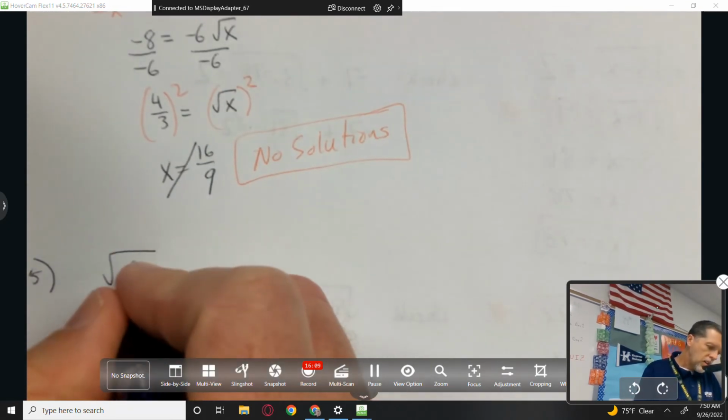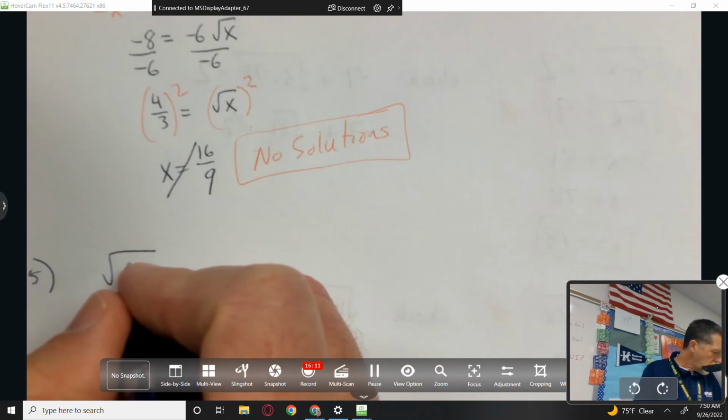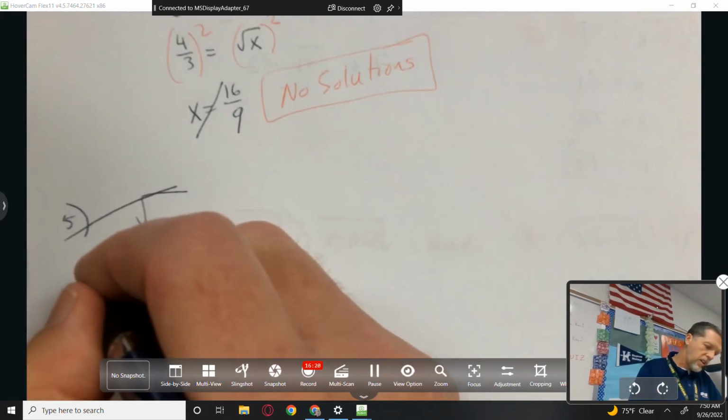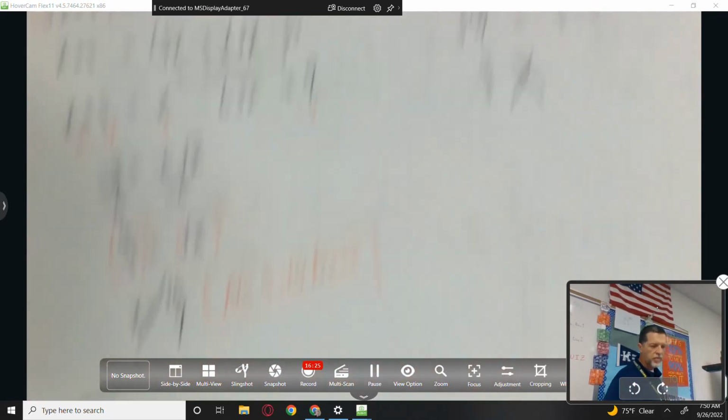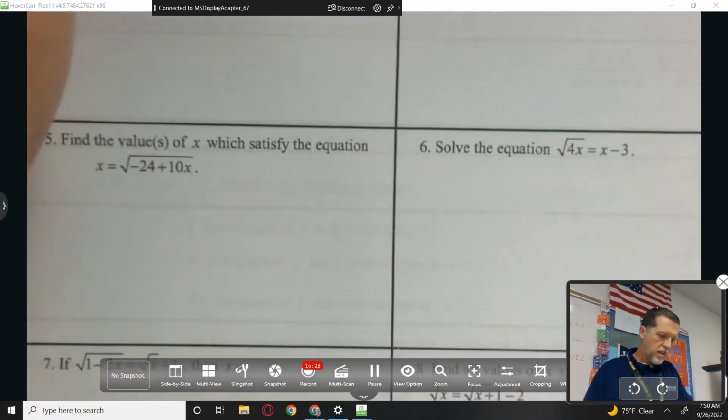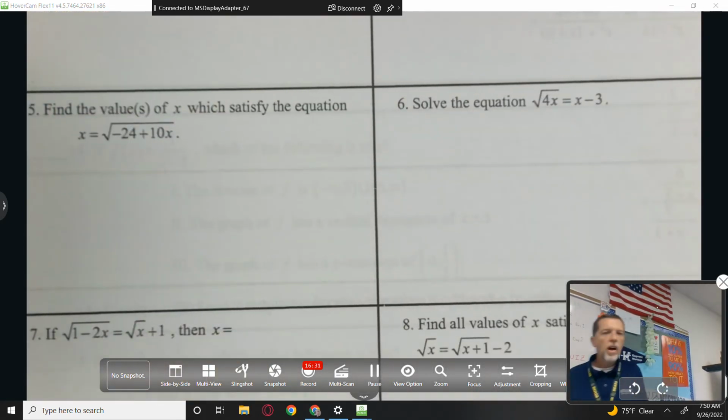Last one. You know what? That's almost the same as the one we just did. Let's do one off the worksheet together. So whatever worksheet number we're on now, worksheet 6. You tell me which one you want to work, and I'll see if I agree with you. 6. Nah, I don't want to do 6. 5. I don't want to do 5. Give me what looks like a hard one.